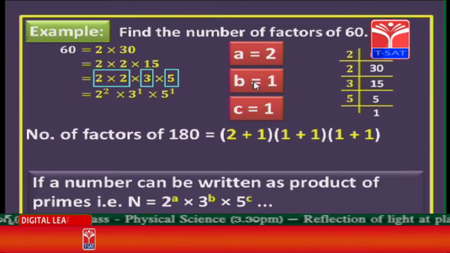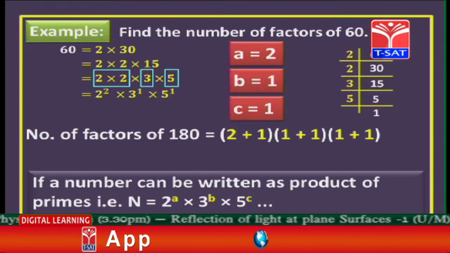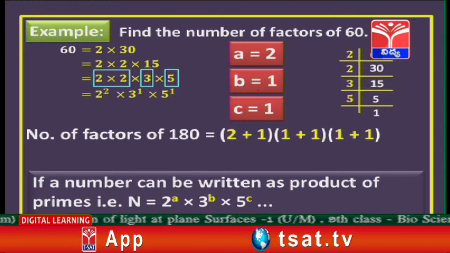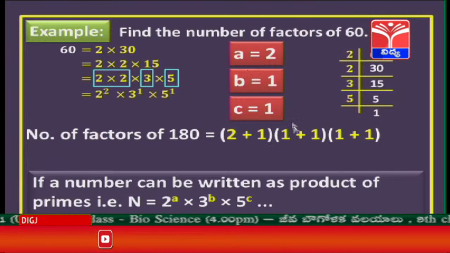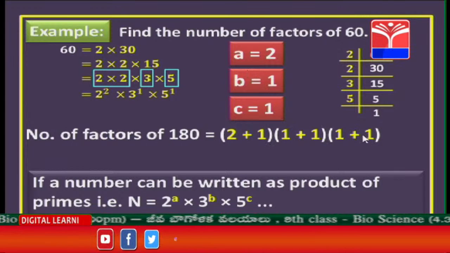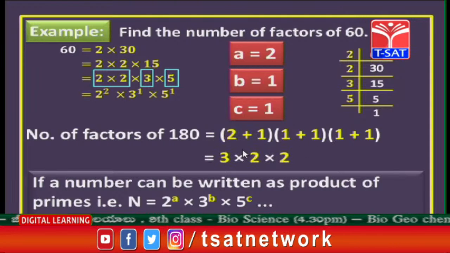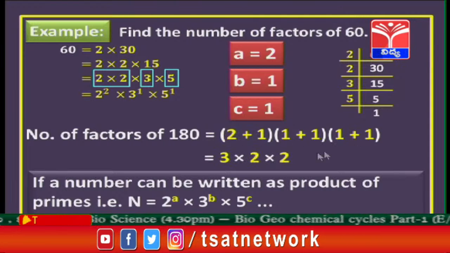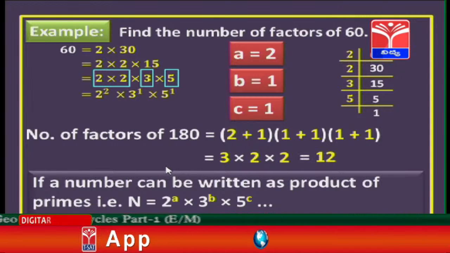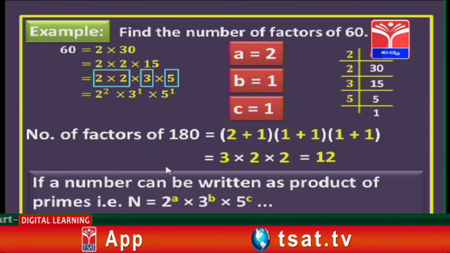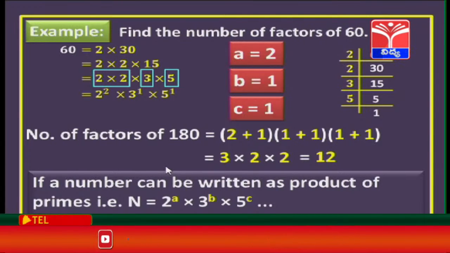So, the number of factors is given by the formula (a plus 1) into (b plus 1) into (c plus 1), right. Here a is 2, so we substitute (2 plus 1) into (1 plus 1) into again (1 plus 1). So, what do we get, children, now? We get 3 into 2 into 2. On multiplying these three, you get 12. That means, we can say that the number of factors of 60 is 12. I hope you understood how to find the number of factors, children.